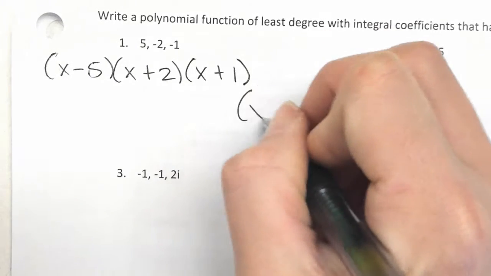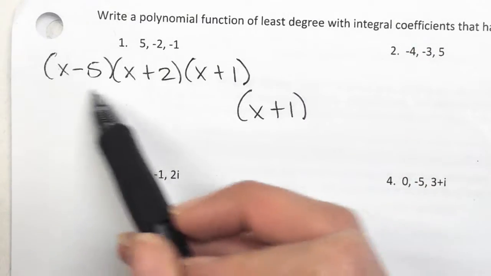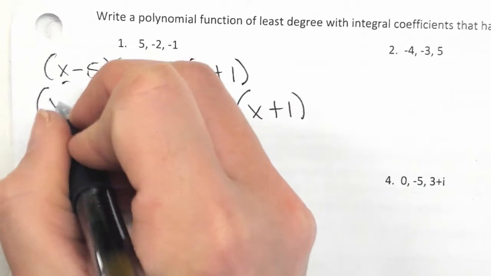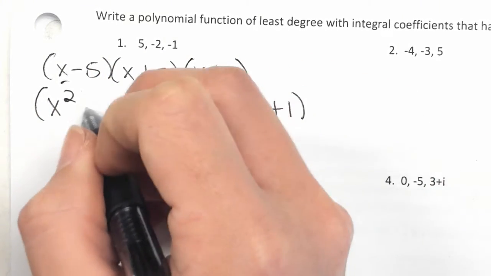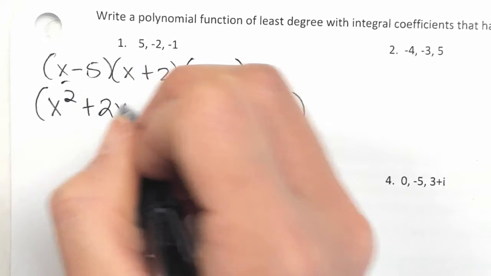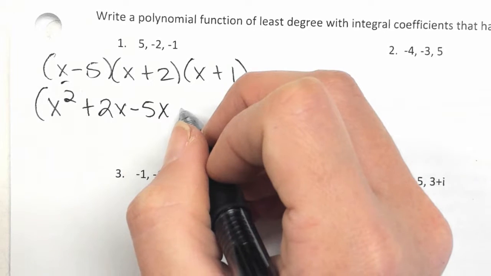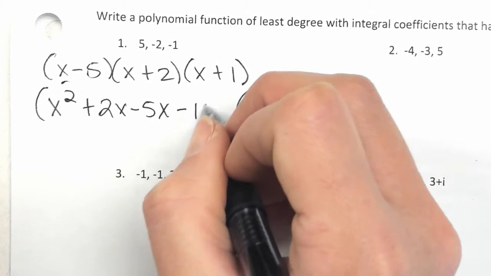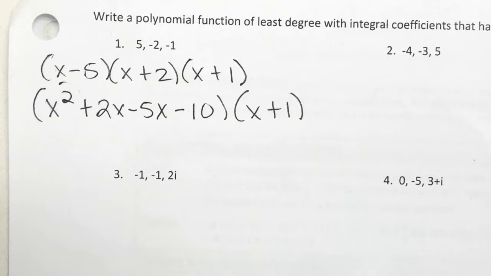We're just going to bring this x plus 1 down. And we're going to fold these 2 binomials. So my first term would be what? Outer. 2x, good. Inside. Good. Last terms. My last terms. Minus 10, good. Do I need to review how to fold again?